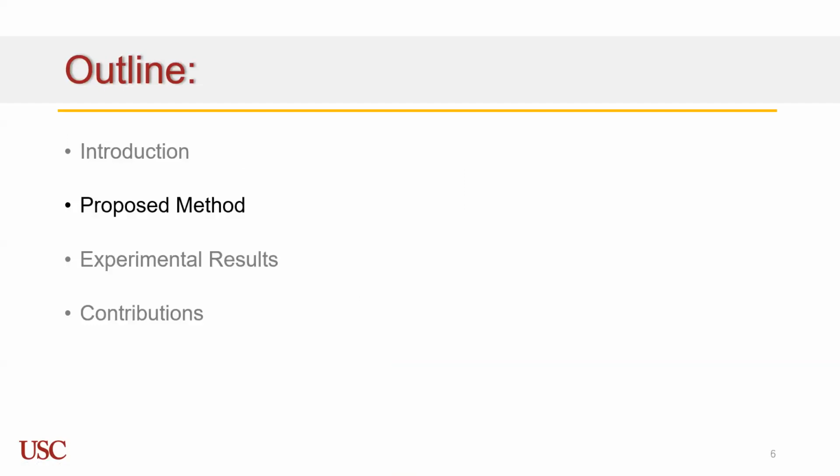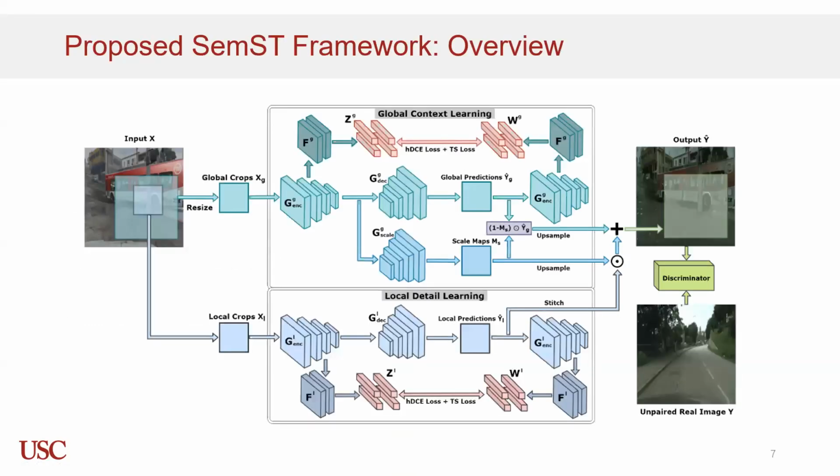And then I'm going to introduce our proposed method. So this is a method overview. So we have two branches. One is the global context learning branch to predict the global predictions. And also we have the local detail learning to predict the local detail crops. And then we fuse the local and global predictions together to get the final output. And we also have a discriminator to learn the features from target domain.